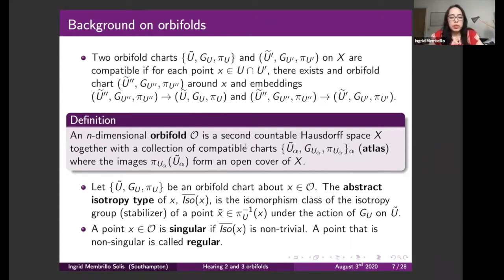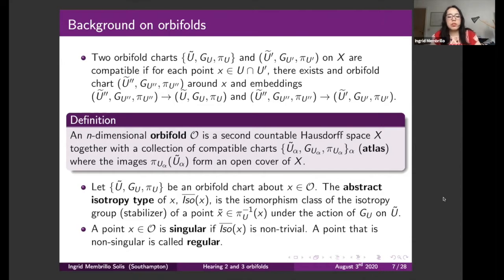We can now define what the abstract isotropy type of a point in an orbifold is. This is defined as the isomorphism class of the stabilizer, or isotropy group, of a point x̃ in the preimage of x under π_U, under the action of the finite group G_U on Ũ. And we will say that a point in an orbifold is singular if its abstract isotropy type is non-trivial, and otherwise we will say that the point is regular.